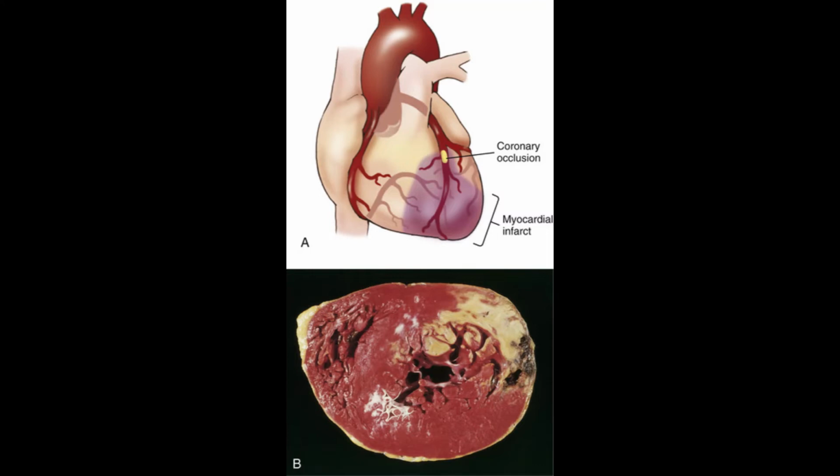So in A, you see an area of occlusion and the myocardial infarct. And in B, you see a cross-section of the heart showing infarct and resulting scar tissue. These are all the yellowish and darkened areas that you see there. So an MI, or myocardial infarction, or a heart attack, is a sudden disruption of blood flow to the heart muscle or myocardium caused by an occluded coronary artery or hemorrhage from a broken coronary vessel.